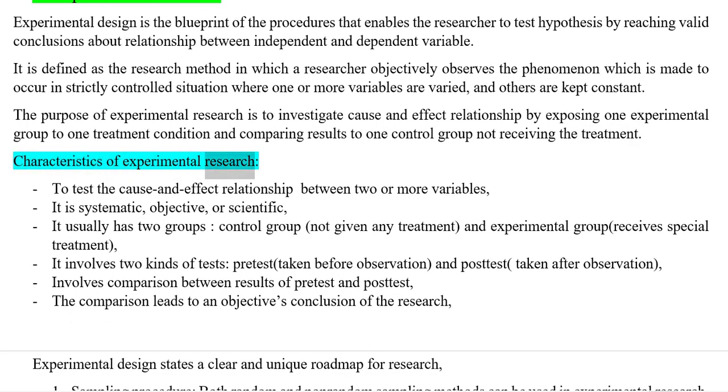Characteristics of experimental research. To test the cause and effect relationship between two or more variables. It is systematic, objective, or scientific. It usually has two groups: control group, not given any treatment, and experimental group, receives special treatment.